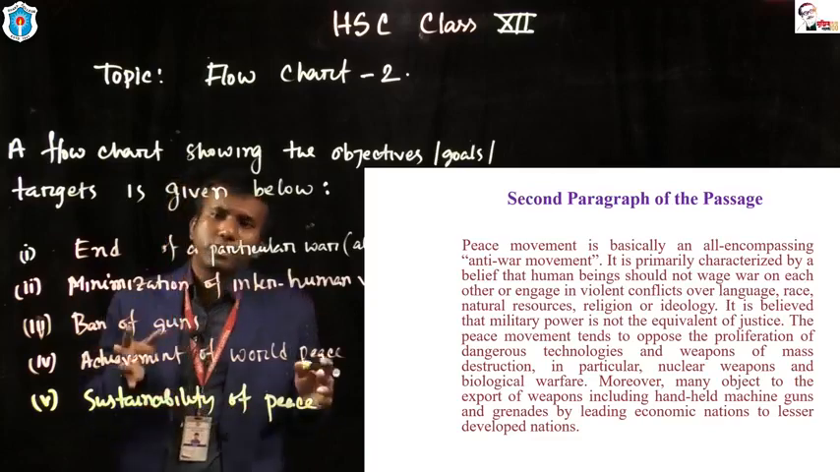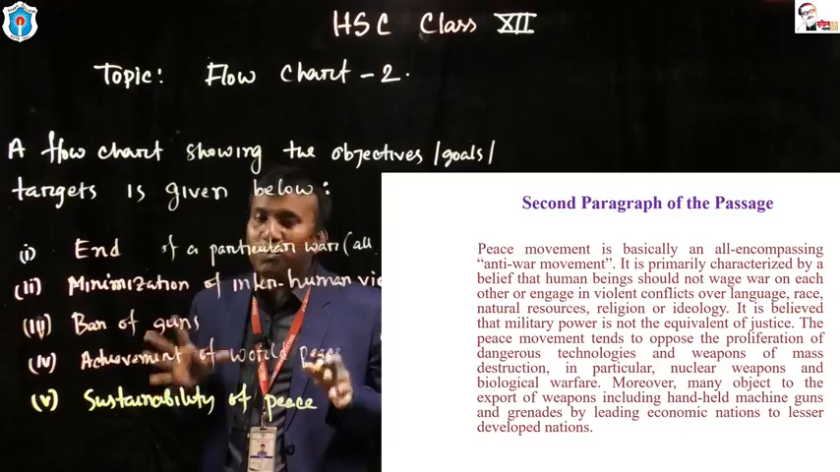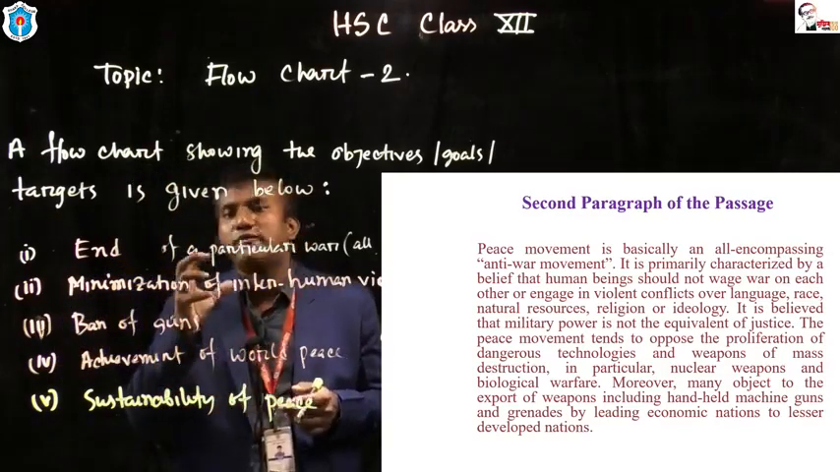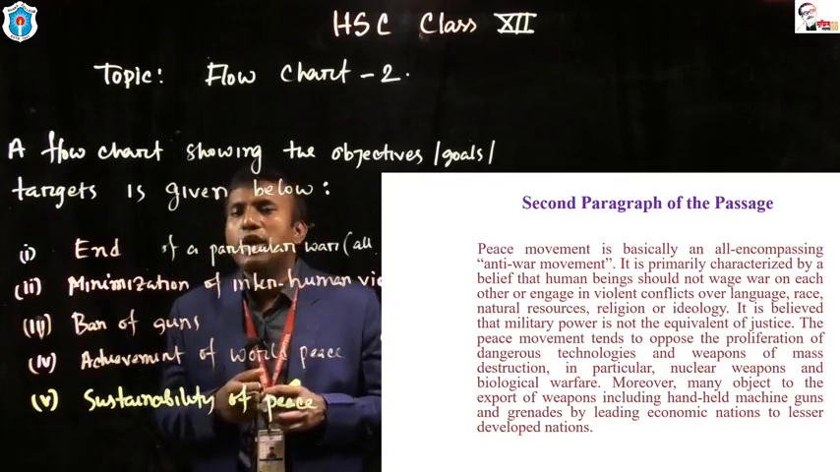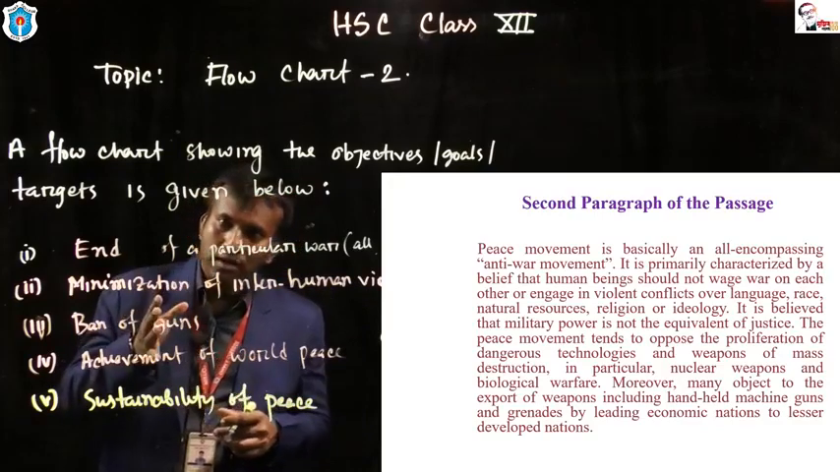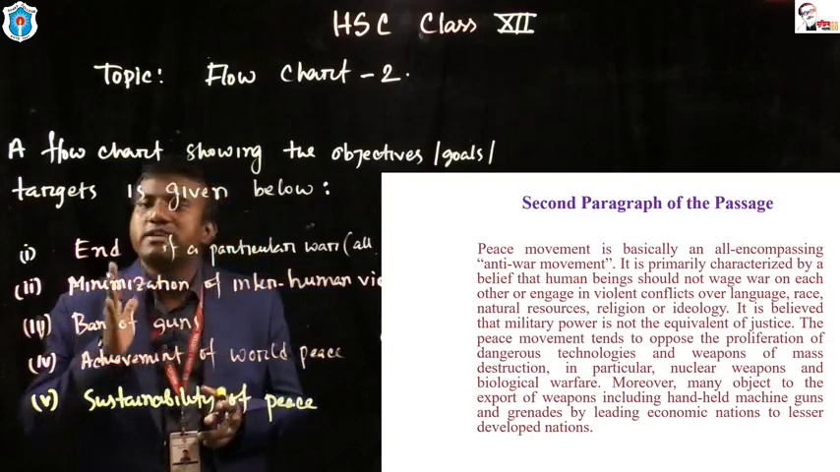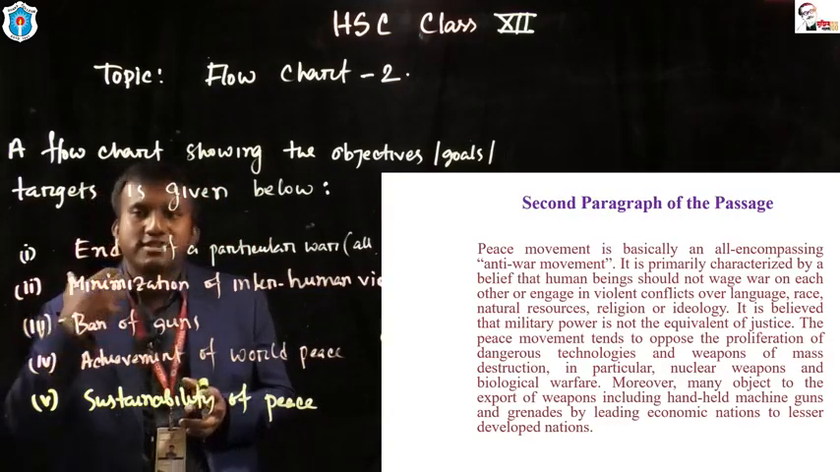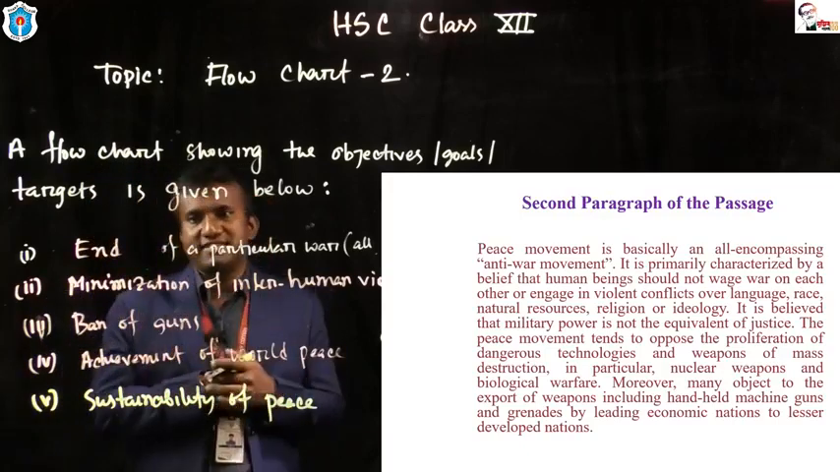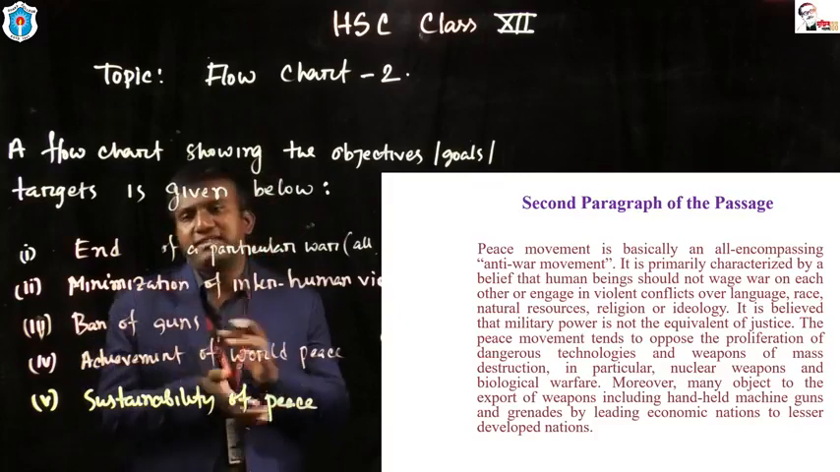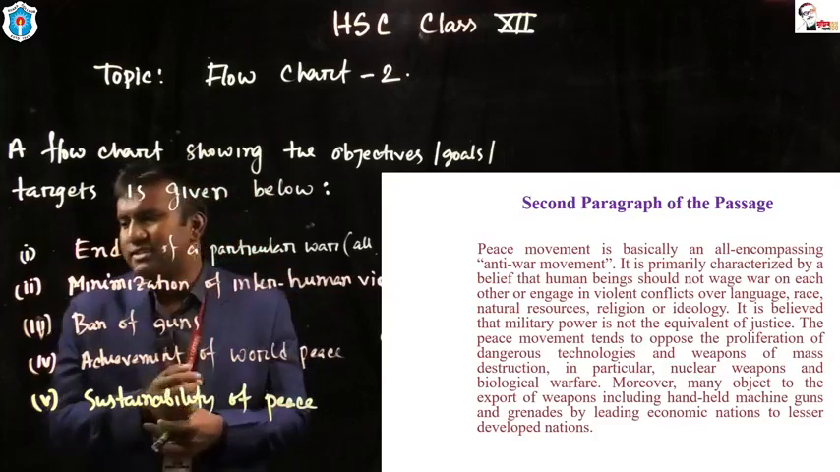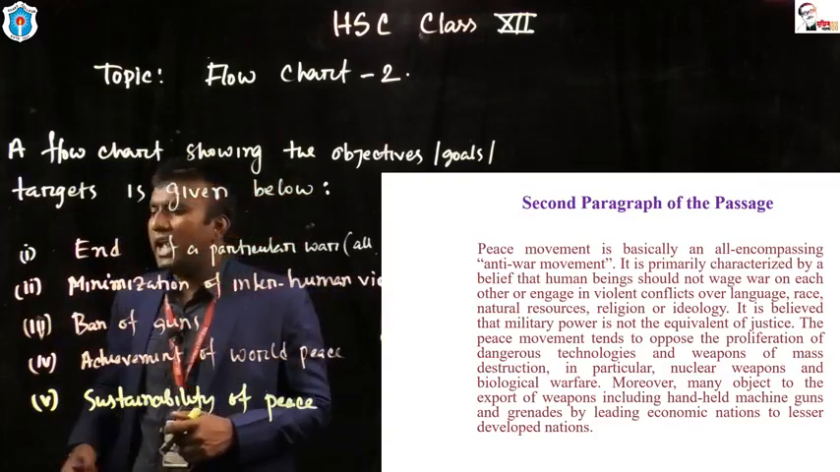Peace organizations all over the world are working against war. If we can, by hook or by crook, stop war, we can definitely say that we have the possibility to ensure peace. Because what is the antonym of peace? The antonym of peace is war. In other words, the antonym of war is peace. If we can stop war, that means we will get peace. To stop war is to get peace. In other words, to stop war is to ensure peace. That's why we can say the peace movement is basically an all-encompassing anti-war movement.